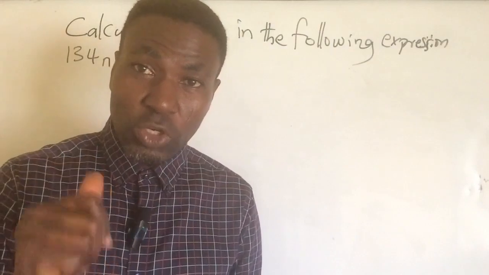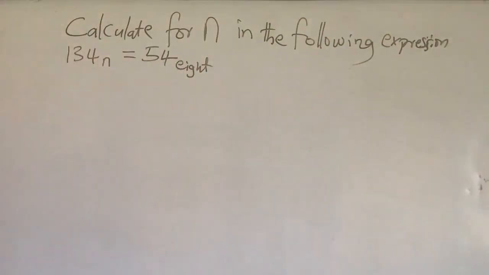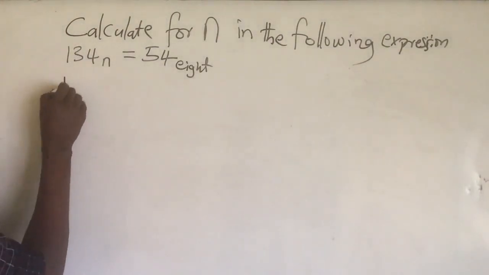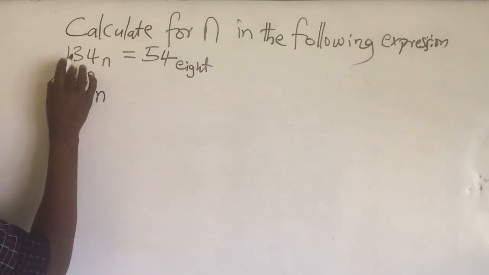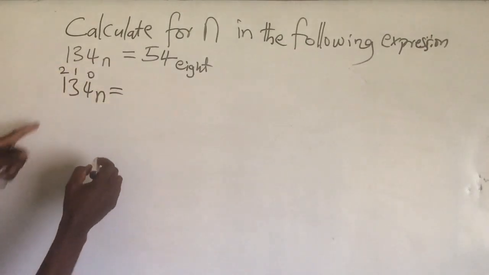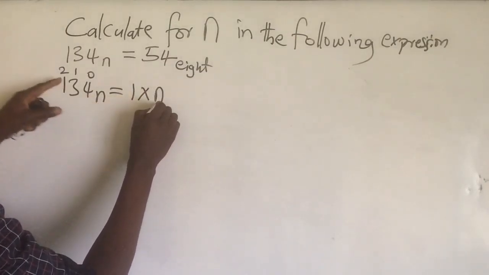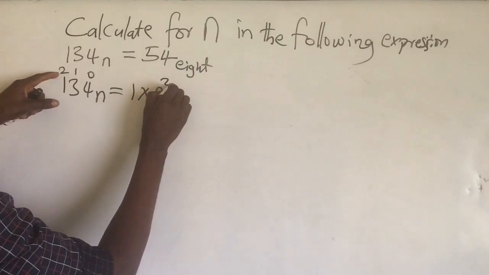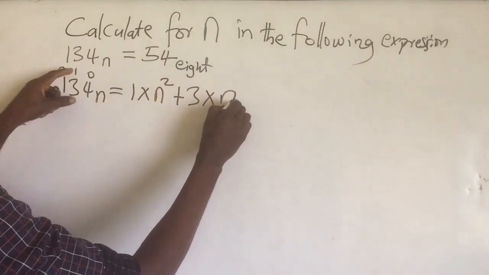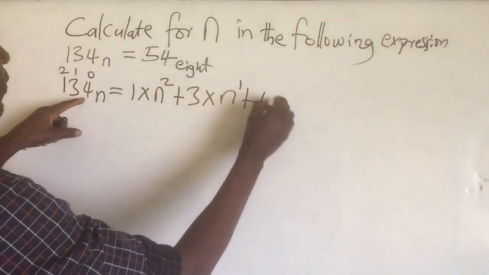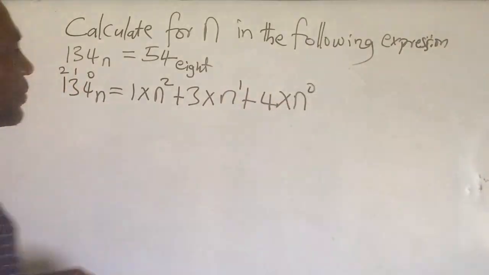The first thing to be done whenever you see this type of question is change it to base 10. So let's start from the first one, 134 base n. We count 0, 1, 2. Now we are changing to base 10. 1 times the n, which is the base, raised to the power of the number assigned to it, plus 3 times n raised to power 1 plus 4 times n raised to power 0.